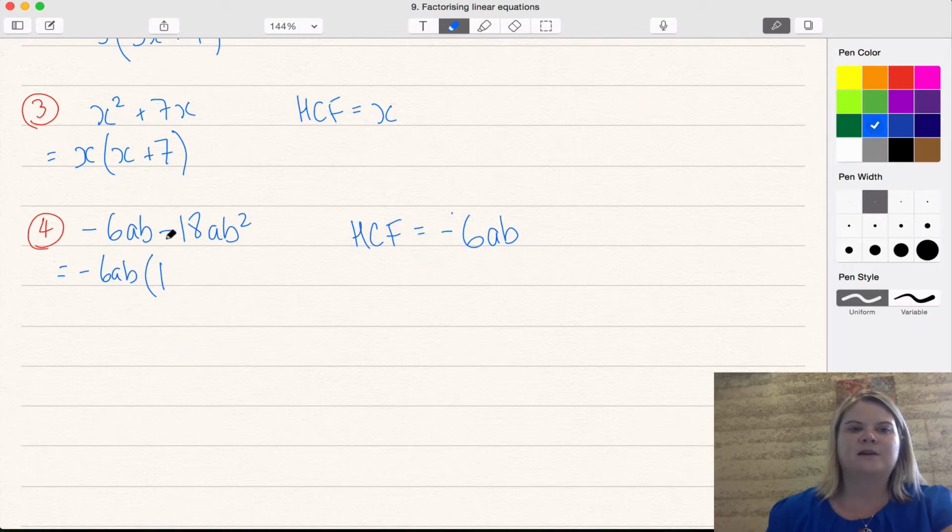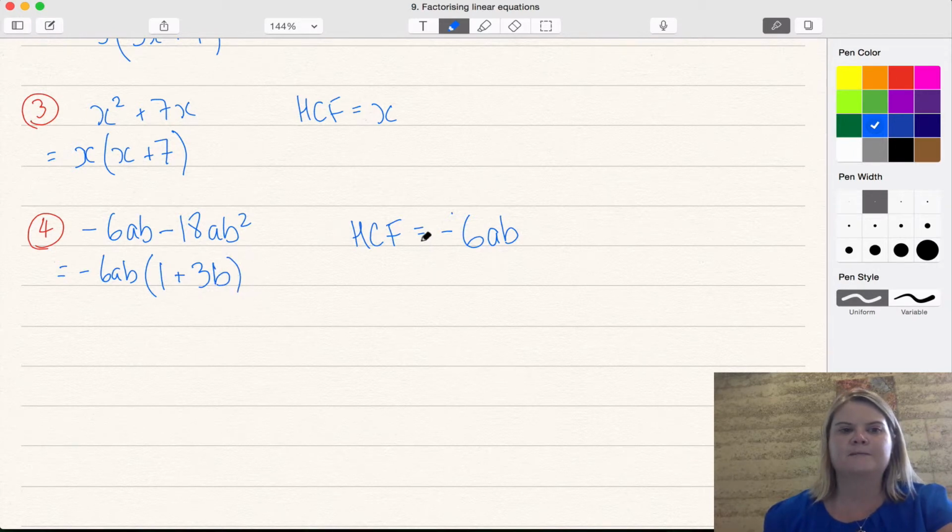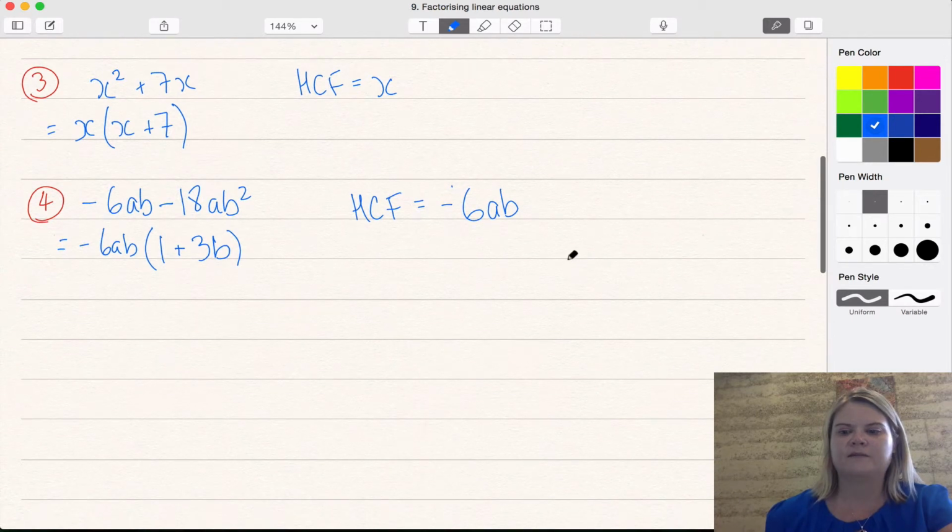Negative 6ab times what makes this? So we do the number part first. Negative 6 times what makes negative 18? Negative times positive 3 makes negative 18. A times what makes A? 1. So we don't need to put anything here. B times what makes B squared? So that will just be a B. Close your brackets. And you've factorised it.